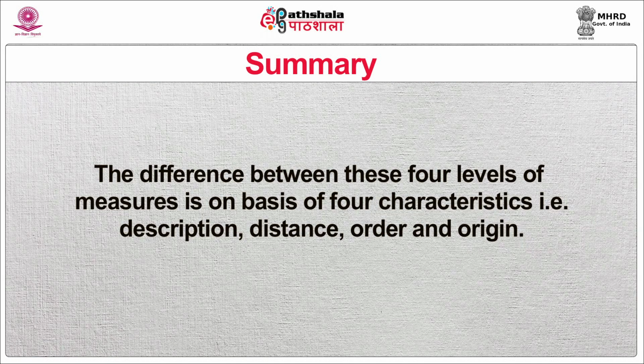The difference between these 4 levels of measures is on the basis of 4 characteristics, that is the description, the distance, the order and the origin. The sophistication of the scale increases as you move from nominal to ratio scales. Ratio scales are the most sophisticated of all the 4 scales and lend themselves to a wide variety of statistical analysis because these possess all 4 characteristics, that is the description, the distance, the order and origin.